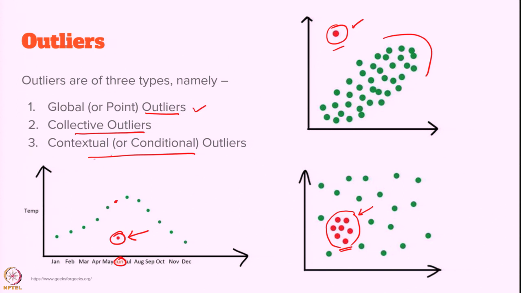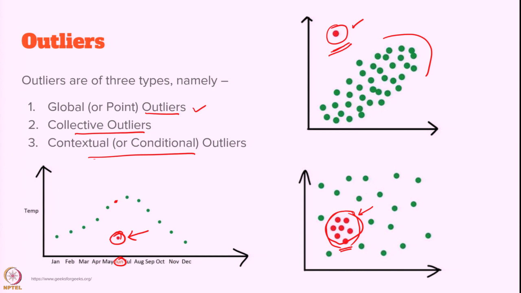So we learned three types of outliers. One is the global outlier; this is the example of a global outlier. Then the collective outlier, where a group of data points deviates significantly. And the third one is the contextual outlier. Based on the context, we can make out there is an inconsistency in the data.